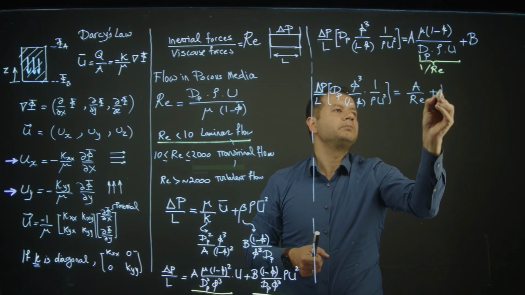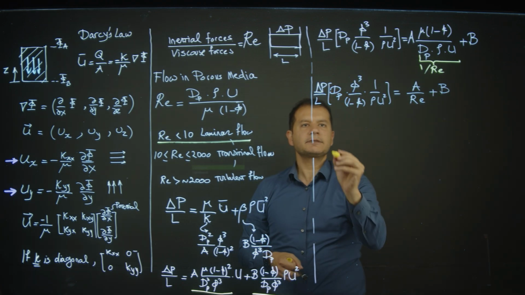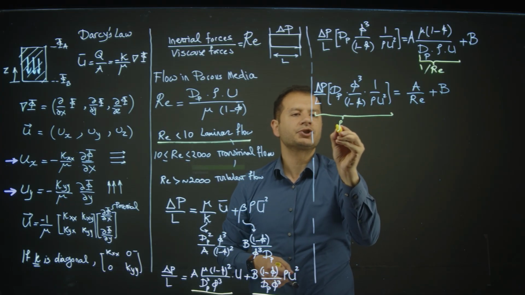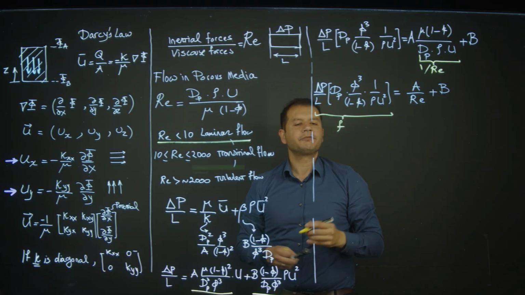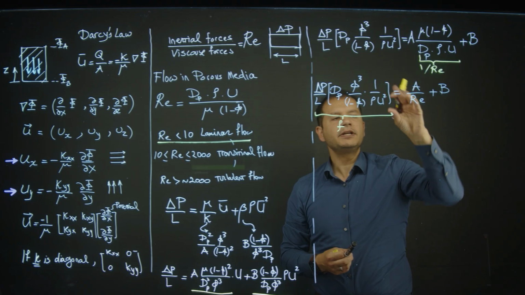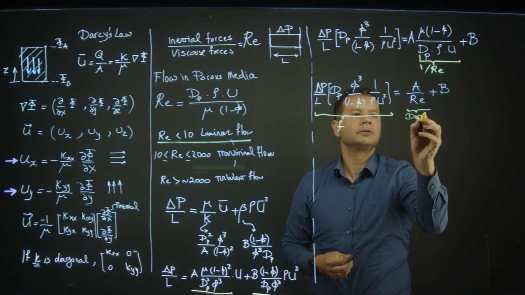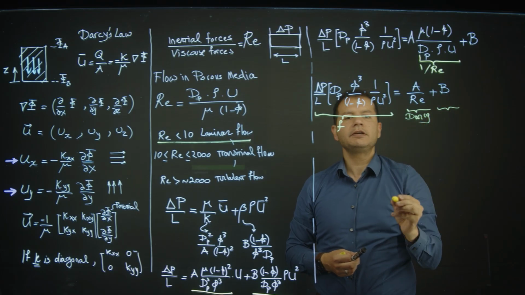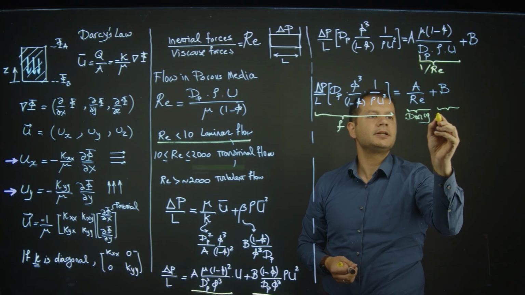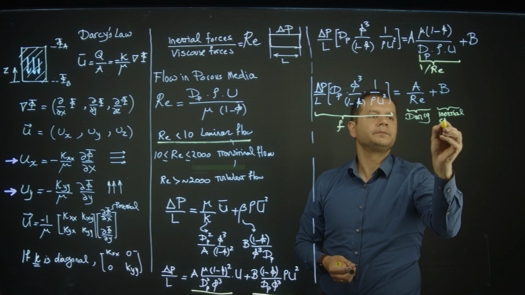is A divided by Reynolds plus B. You know what, my friends? This factor here is called friction factor. The friction that happens as a consequence of viscous forces and inertial forces. The Darcy part and the non-Darcy, Forchheimer based or Ergun's way of looking at it this way. So that's the non-Darcy but inertial effects.